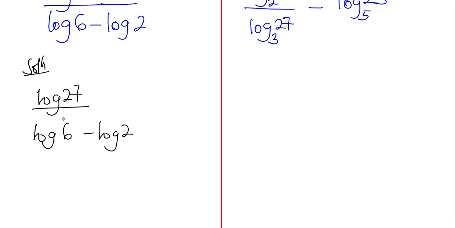Now clearly we can see that 27 can be expressed as powers of, sorry, powers of 3. That is a base of 3 and then an exponent. So when we look at logarithm of 6, it cannot be expressed as powers of 3. The same thing applies to 2.